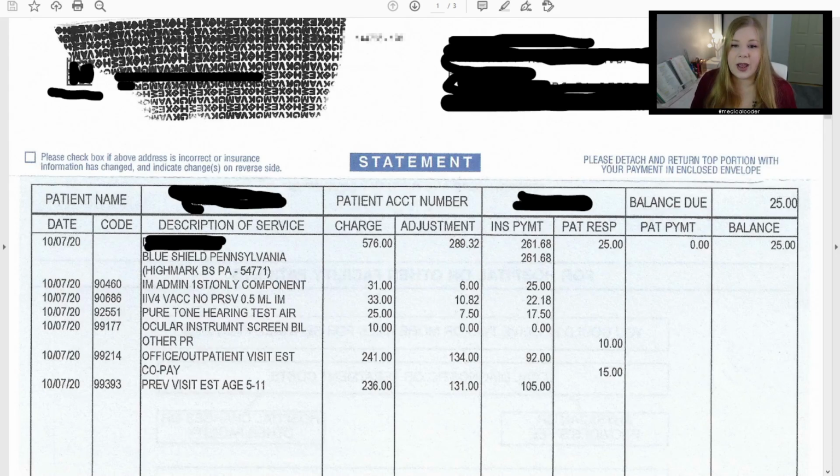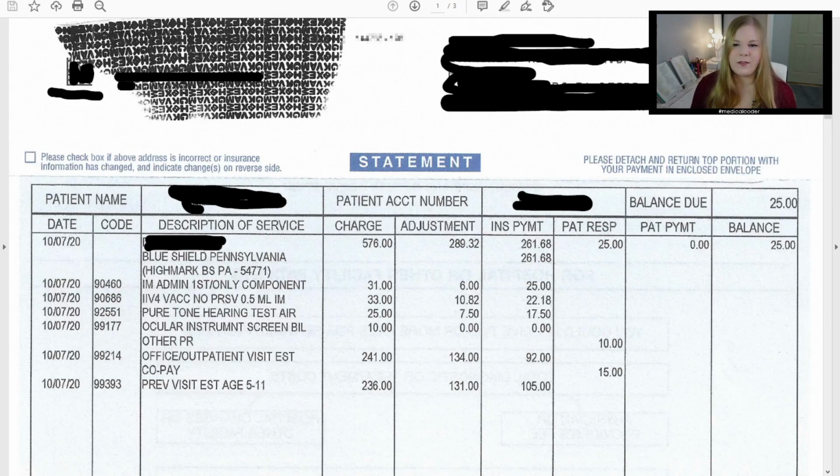Next, the patient also had a pure tone hearing test. This was a pediatric patient. They were due for some preventative measures, and they had their hearing checked. That was $25. Next, under that, you'll see the ocular instrument screening. So ocular meaning your eye. So this patient had an eye exam, but if you see that $10, there was a $10 charge, nothing was adjusted, insurance didn't pay anything, and it says the patient responsibility is $10. So I'm actually going to show you then how you can determine why that $10 wasn't paid.